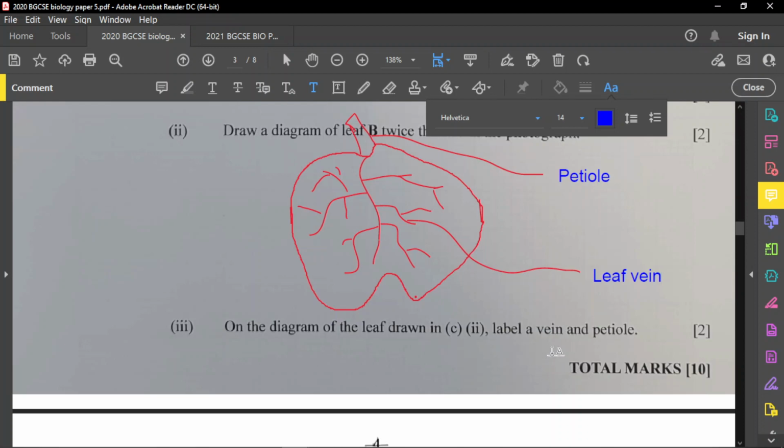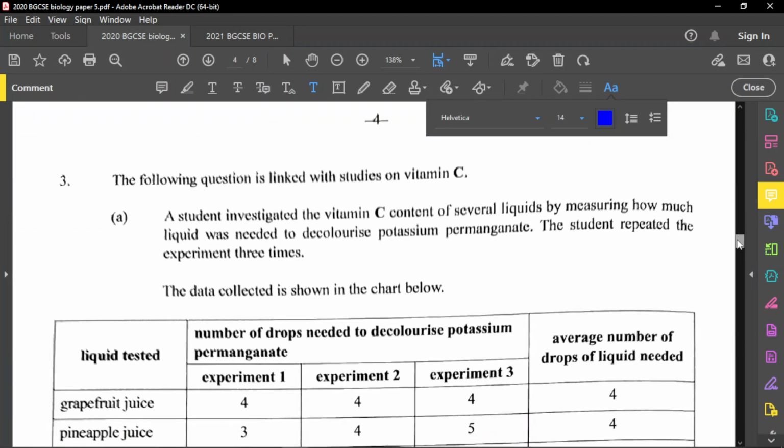The question actually finished. Yeah, that's a total of 10 marks at the bottom there. All right, let's go to question number 3. I think we're moving really good. I like that. I like it. All right, so question number 3.